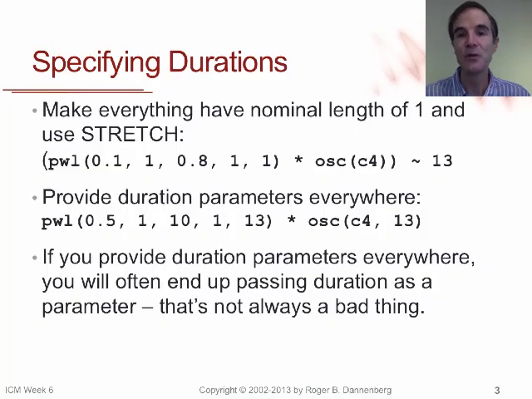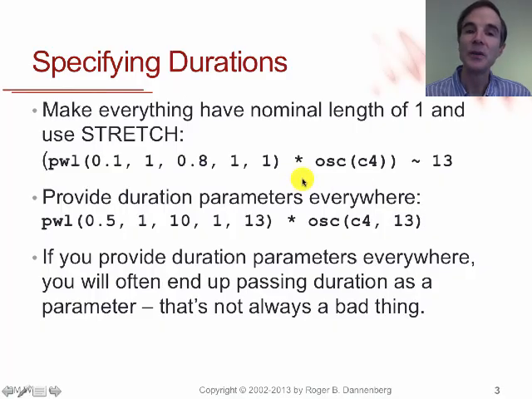And there are two basic techniques. One is you make everything have a nominal length of 1, and you stretch over the entire combination to get the duration you want. So here's a PWL, an envelope with duration 1. OSC has duration 1, and we take the product of that. So we evaluate this entire product behavior in an environment where we stretch by 13, and now everything will match.